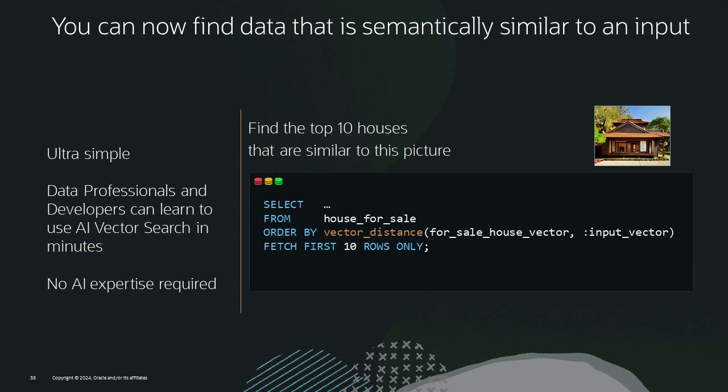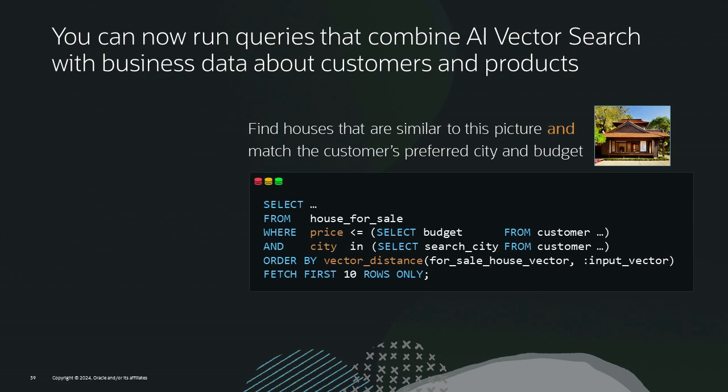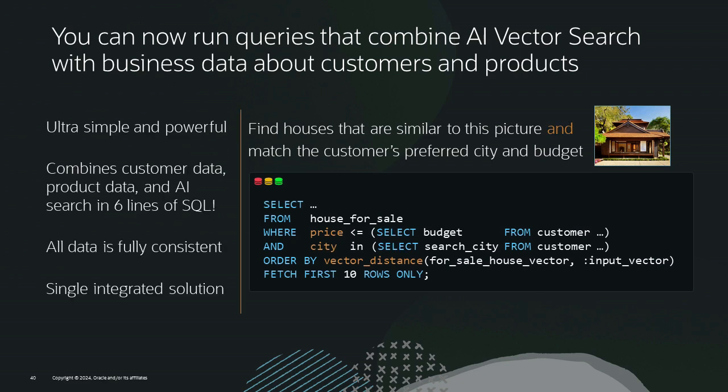You don't need any knowledge of how to use a vector database or vector search. You don't need any AI expertise. Anybody who can write SQL can get access to this. And now when I want to extend it to include where the price is within my budget and the city is in the city that I prefer, you just add in these where predicates. The select part and the order by are exactly the same. So in just 6 lines of SQL, you get the ability to mix business data along with image data.